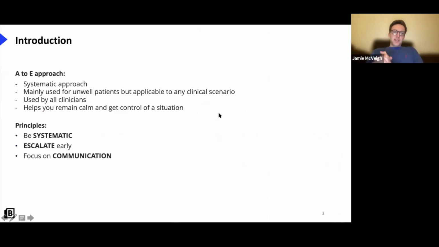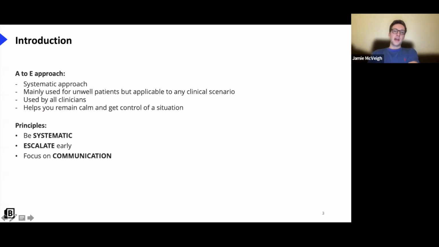So the A to E approach is a really useful systematic approach. Some of you will now be final years. You will be getting close to doing your finals, and then you'll be doing your transition to F1 courses at various places around the country. After that, you'll be F1s on the ward, and it can be quite a scary place to start. And that's why it's really important to have a really good approach, particularly for unwell patients or patients that you might be worried about. It's used by all clinicians. Everyone knows the A to E approach, everyone appreciates it and thinks it's a really useful tool.